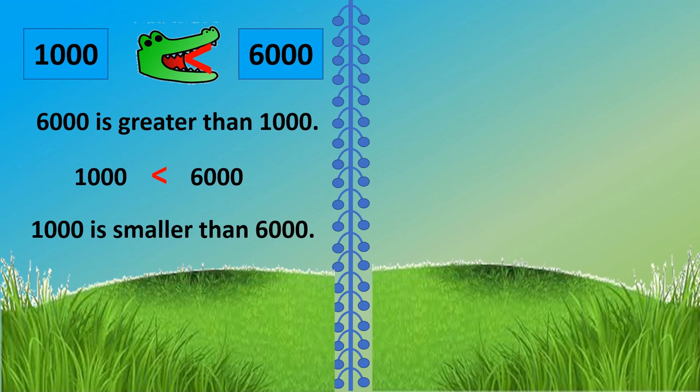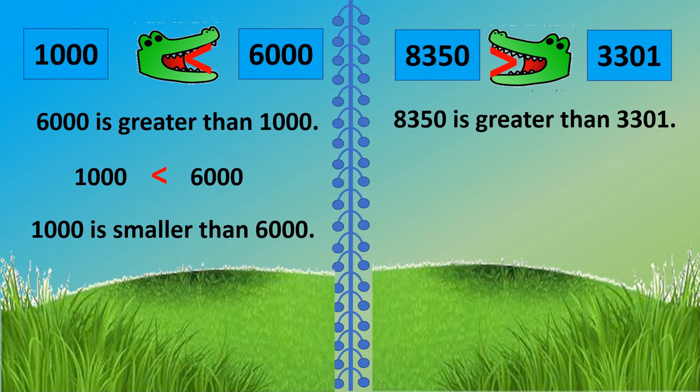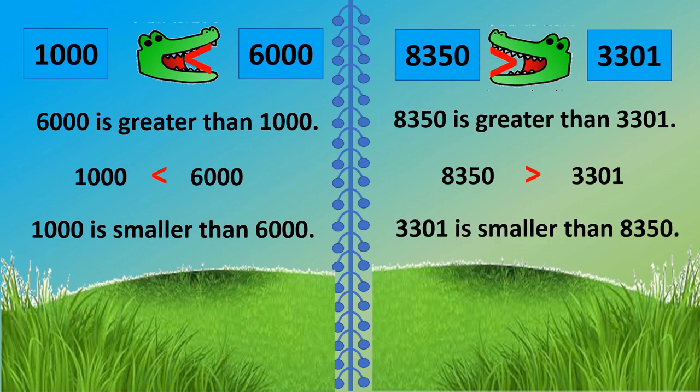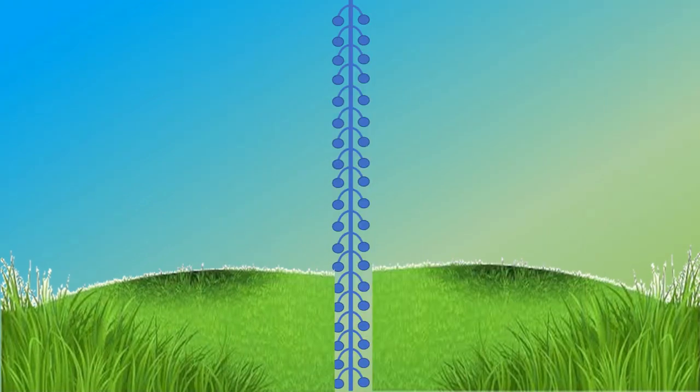The next one is 8350 and 3301. Correct, children. I am sure you are getting it right. 8350 is greater than 3301. We put the sign pointing towards the greater number. And in the other way, we will read 3301 is smaller than 8350.